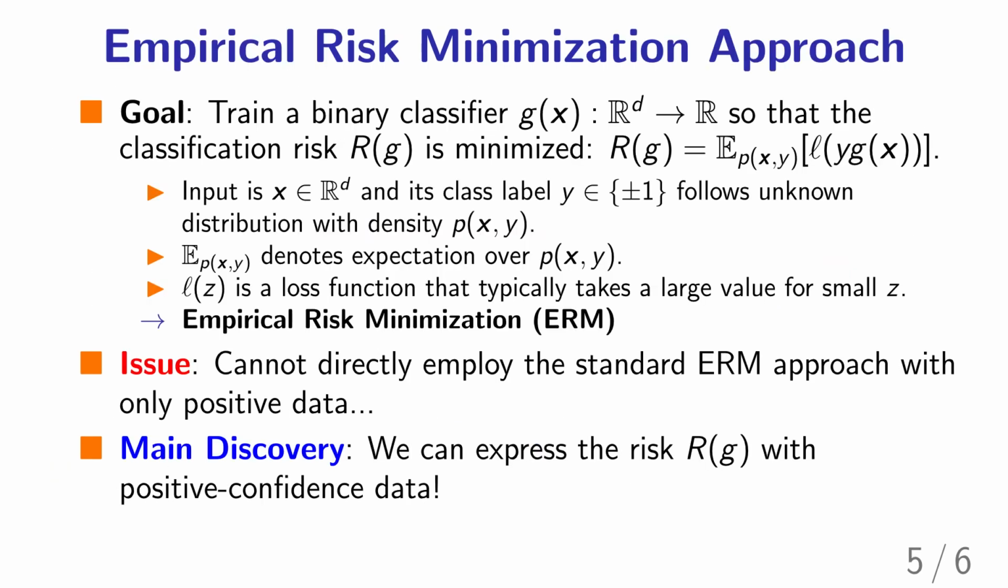So the goal of binary classification is to train a binary classifier g so that the classification risk R is minimized, where R is defined with the expectation over the joint distribution p(x,y). But this is problematic because we don't have data from the joint distribution. We only have positive data from the positive distribution. In the paper, however, we show that we can express the risk with only positive confidence data, which means we do not need any negative data or unlabeled data, and we can learn a binary classifier from only positive confidence data.